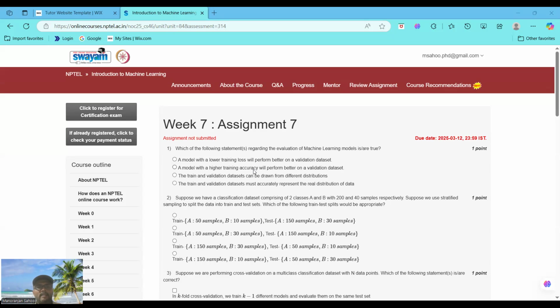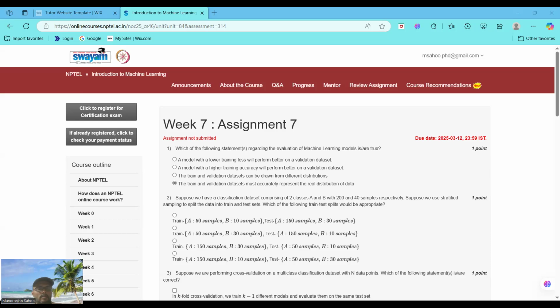which of the following statements regarding the evaluation of a machine learning model is true? Four options are given. We choose option D: the train and validation data sets must accurately represent the real distribution of data. Okay, we choose option D. Why choose that option?